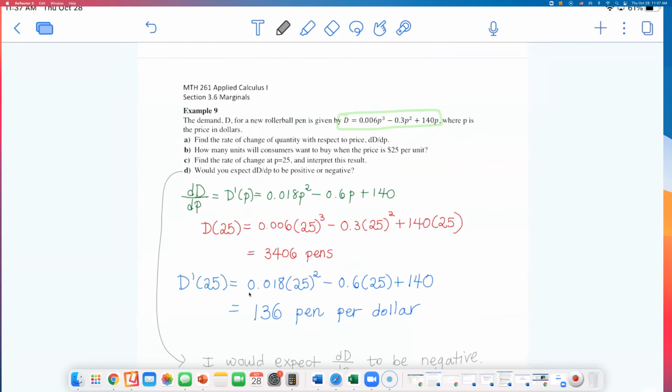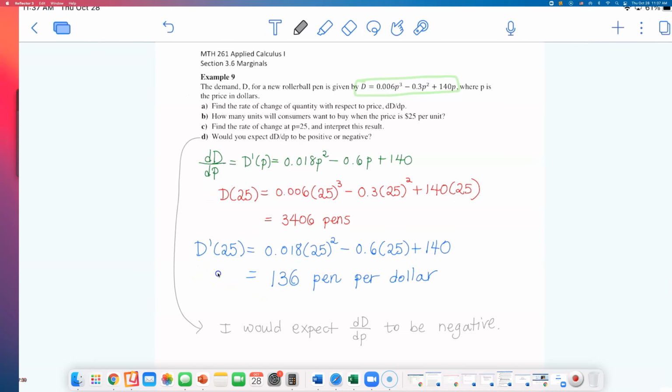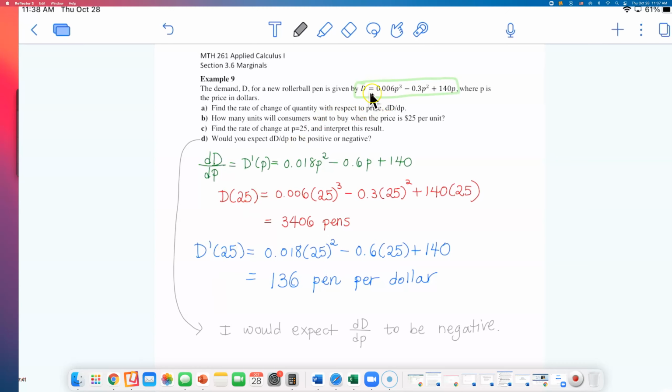So I want you guys to try this homework problem. Maybe some of you will get a negative number for part C, but mine was positive, so that got me to think about it a little bit. All right, but that's it for section 3.6. This is interesting, the demand. So we will come back next week and talk more about demand and something called elasticity, okay?